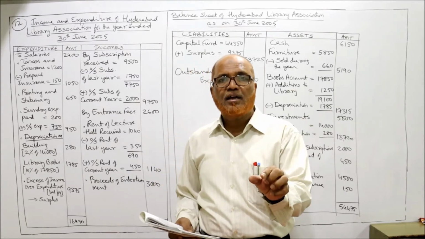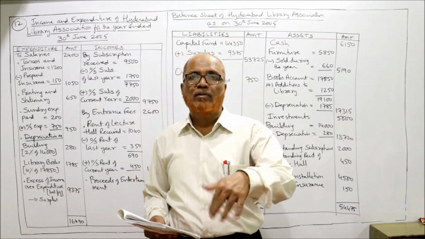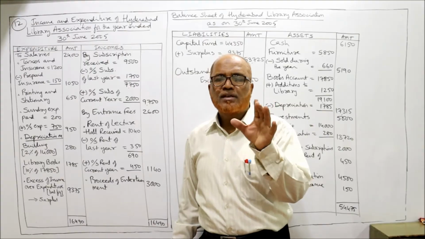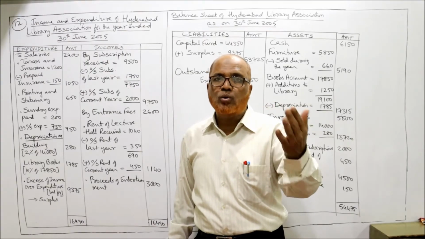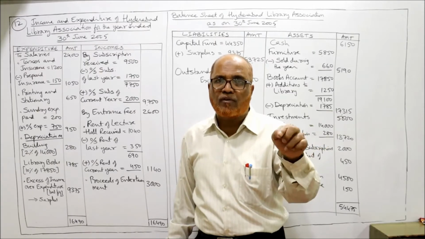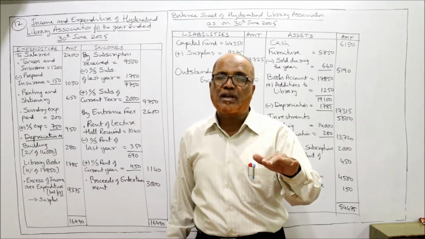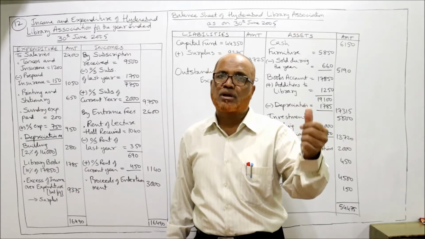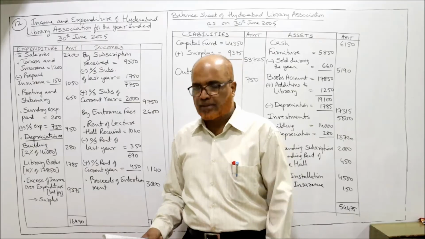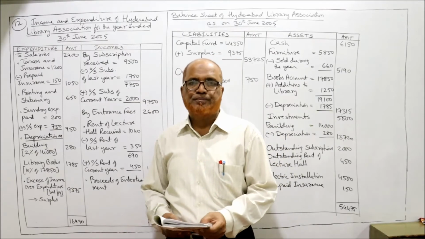और current year के outstanding अब आएंगे, that will be added. So simply remember the rule. Subscription received, add outstanding subscription of current year and subtract outstanding subscription of last year. That's it. Now sale of furniture.